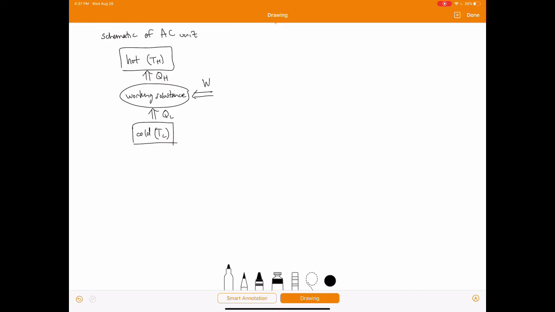So by the way, the goal of an AC unit is to remove heat from the cold region. So the inside of your house, that's the low temperature region. You're trying to take heat out of your house, remove heat from your house, that's QL. The outside is the hot region. That's what has temperature TH. Okay? So the best possible coefficient of performance is, of course, the Carnot coefficient of performance, so COP Carnot.